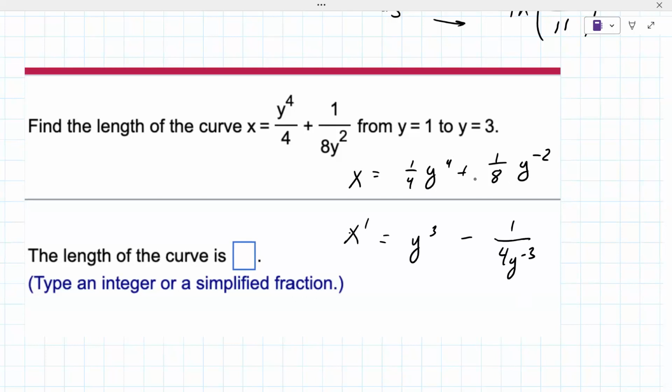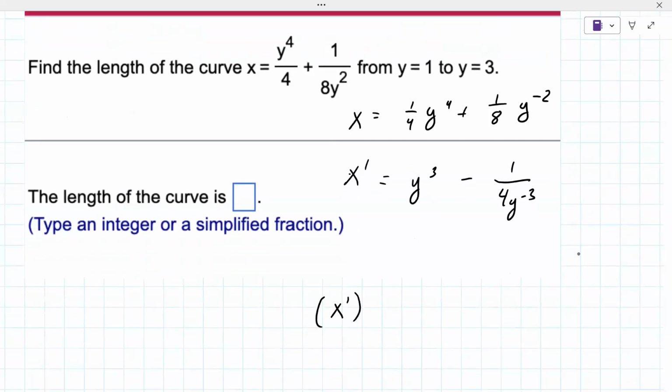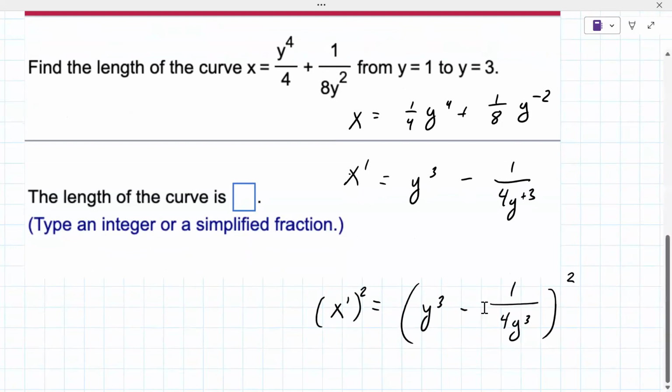And this is where it gets a little bit dicey because then you square the derivative. But your calculator, sorry, this should be positive 3 now. Your calculator will basically handle most of this, I believe. So we don't have to actually expand this. If you did, that would be rough.